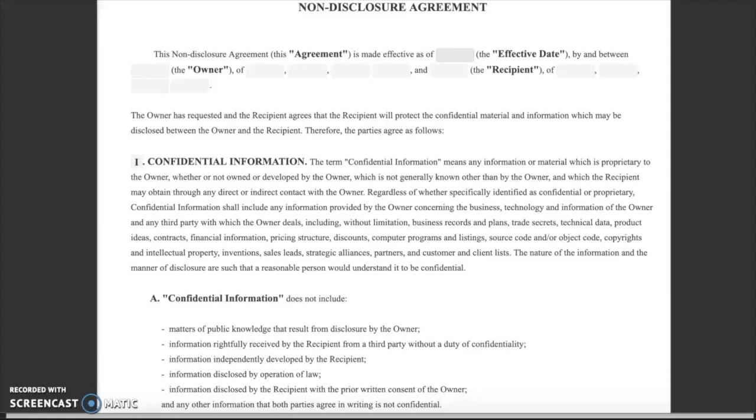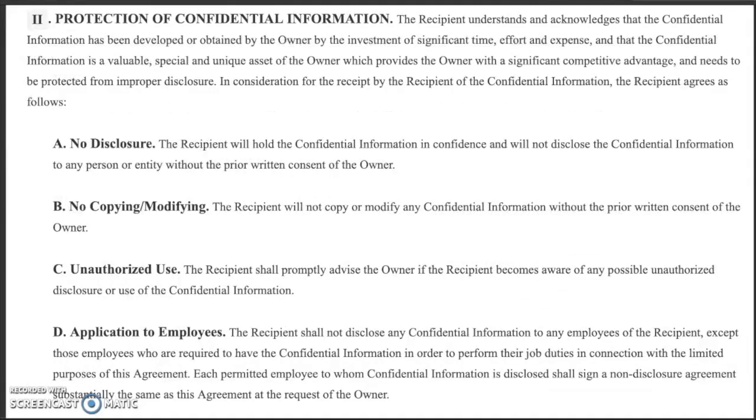So this one just talks about how you can't discuss things about sales. This is a non-disclosure agreement, so it's a little bit different. But a lot of this language is something that I would want to use. Additionally, protecting confidential information, that you can't talk about it, you can't copy or modify it, you can't use it at all unless you've been given explicit permission to from that person. And so this is extremely important to include.